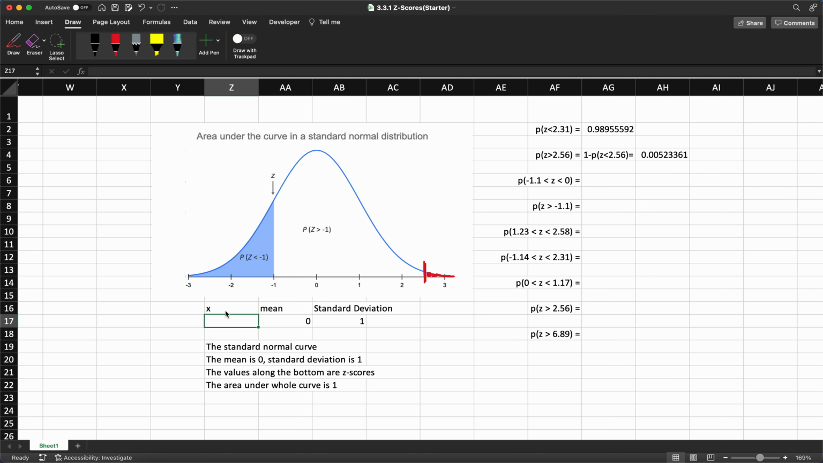Okay, so now in this next example, this is a little bit more difficult. We want to find the area from -1.1, so right to the left of this here, -1.1, and then to 0. Okay, so since we know that half of the area is below here, from here all the way to negative infinity, this is just 0.5.